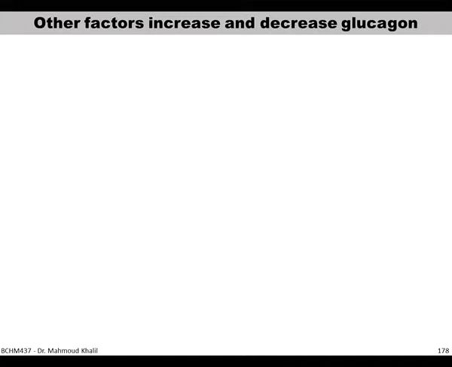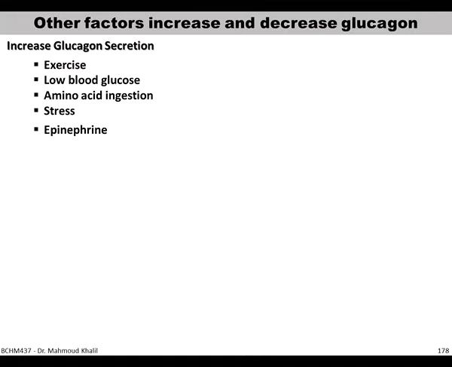There are some other factors that increase and decrease glucagon. For increasing glucagon secretion: exercise, low blood sugar level, amino acid ingestion, stress, and epinephrine. And of course, all of these actions, the exercise and the stress and epinephrine, lead to consuming of your glycogen stores. So it's obvious that you need more glucagon to have a constant pool of sugar in your blood.